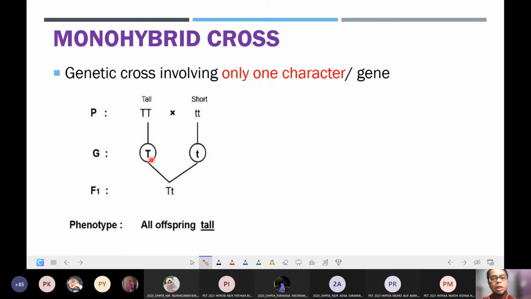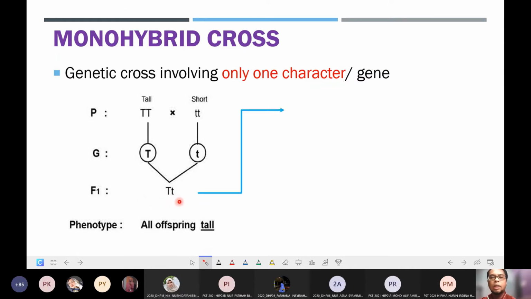So if we combine these two types of alleles, then the F1 generation will be produced, and all of the F1 generation will have this same type of genotype, heterozygous, capital T, small t, and the phenotype will be tall. All of the offspring, 100% of the offspring, will be tall plants. But Mendel did not stop at this level.